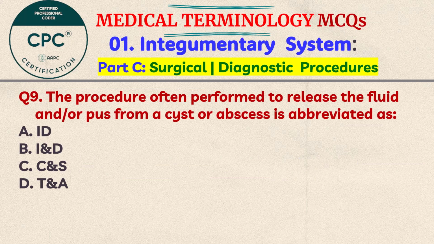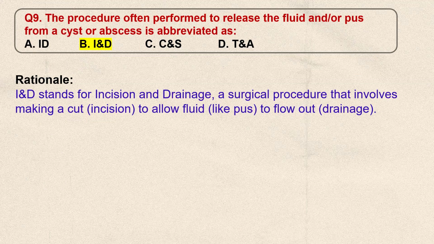Question number 9. The procedure often performed to release the fluid or pus from a cyst or abscess is abbreviated as A. ID, B. I&D, C. CNS, D. TNA. Think the answer. The correct answer is B. I&D. I&D stands for incision and drainage, a surgical procedure that involves making a cut, that means incision, to allow fluid like pus to flow out, that is drainage.